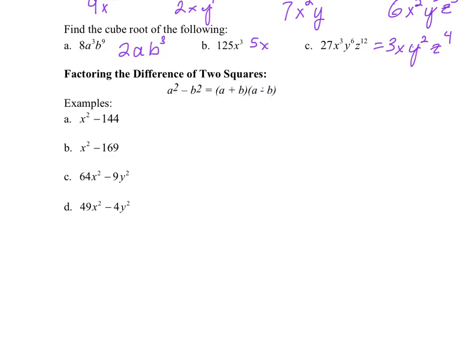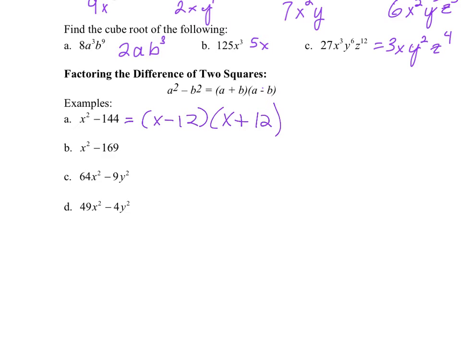Sorry, there's something on my screen and there we go. Okay, I have a squared minus b squared. Remember, we were coming up with that. Well, now we're going the other way around. If we have a squared minus b squared, we turn it into the conjugates of the square roots. So x squared minus 144 would become x minus 12. 12 is the square root of 144. And x plus 12.